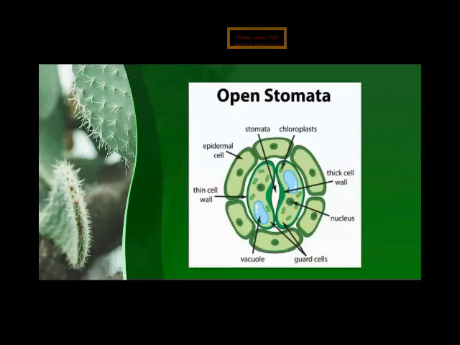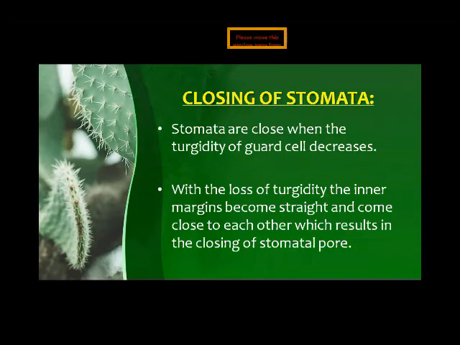This is the mechanism of the opening of stomata, and it is very important in the transpiration process. Now, closing of stomata. How does the closing of stomata occur? Stomata are closed when the turgidity of the guard cells decreases.